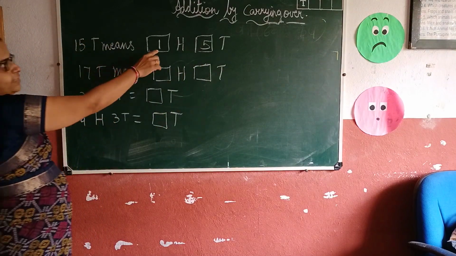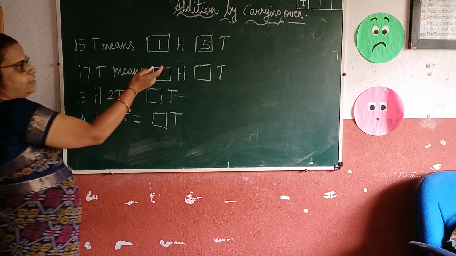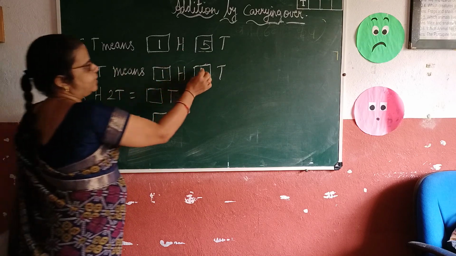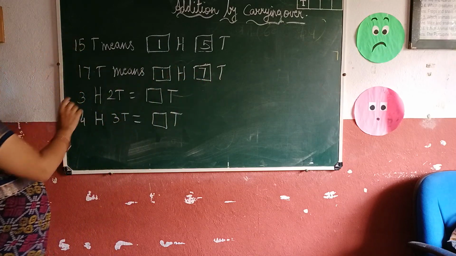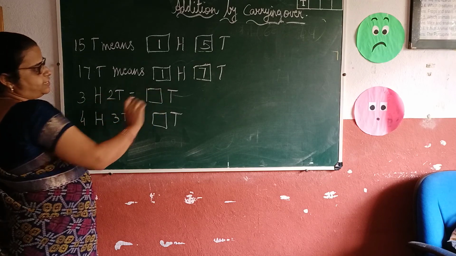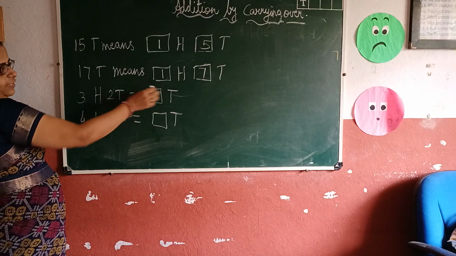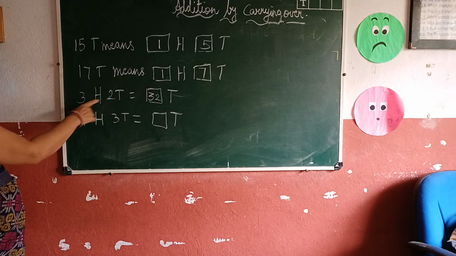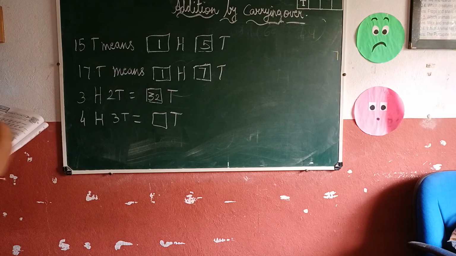How do you have to write? 100 and 5 tens. Again, here they are given 70 tens means dash hundred dash tens. So you have to write here 107 tens. So here look here, 300 and 2 tens is equal to how many tens? We have to write here 32 tens. 302 tens. It means 32 tens we have to write here.